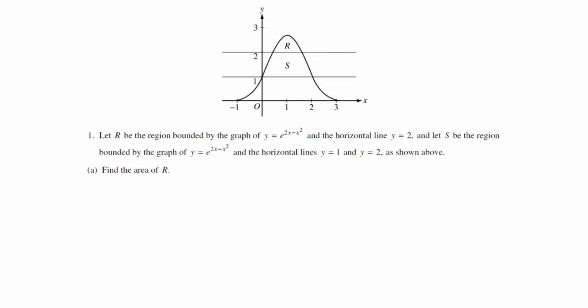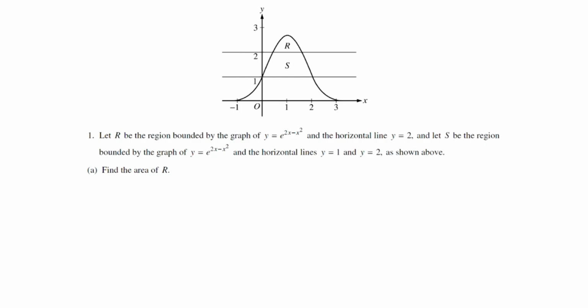All right, this is question number 1 from the 2007 Form B AP Calculus AB exam. It's an area and volume FRQ where we're looking first for the area of region R, right? And R is bounded by e to the 2x minus x squared and the horizontal line y equals 2. Region S, which we'll deal with in other parts, is just the part between y equals 1 and y equals 2 of e to the 2x minus x squared.